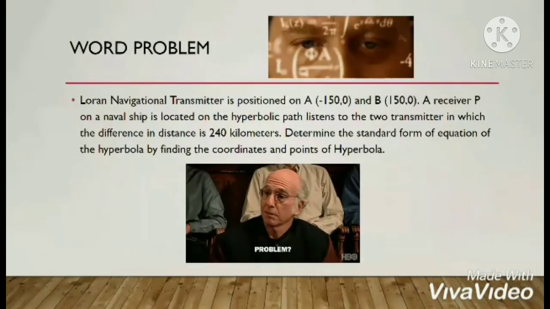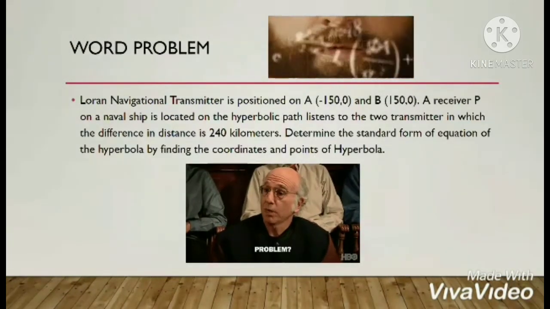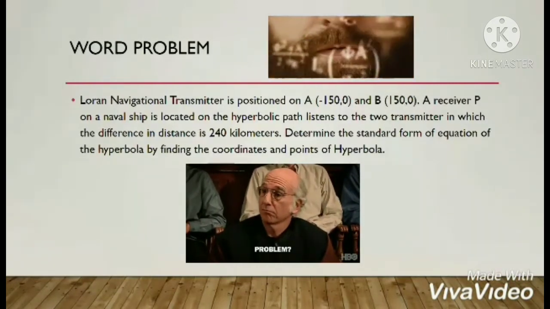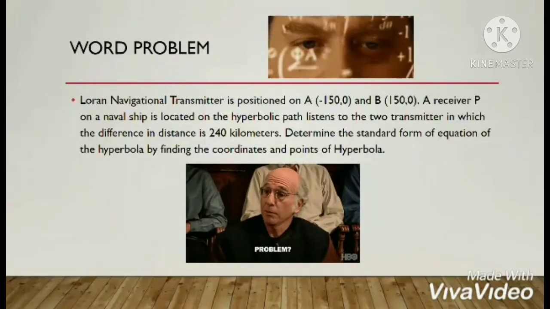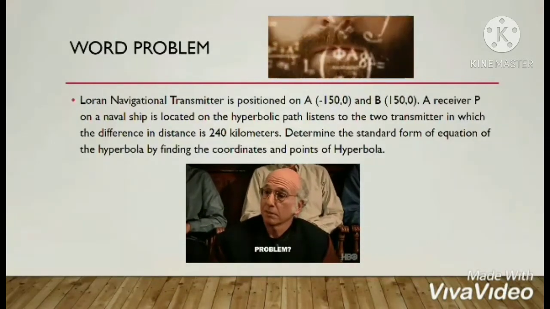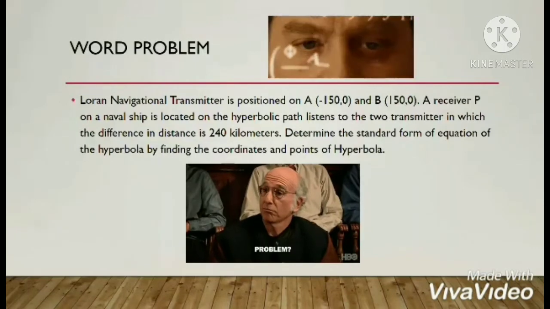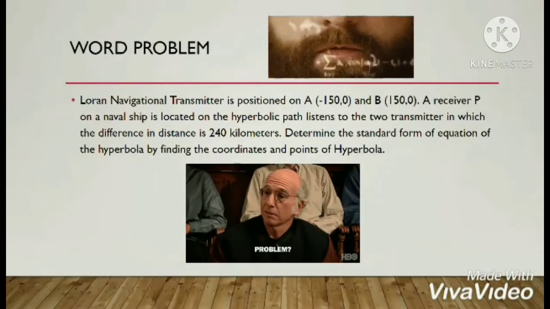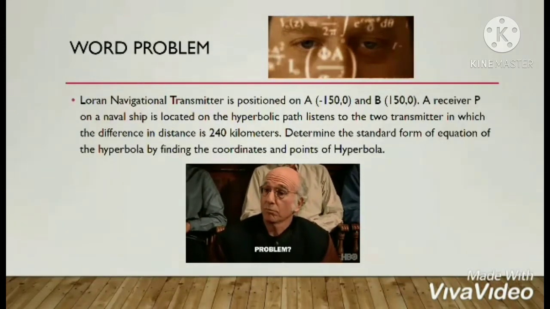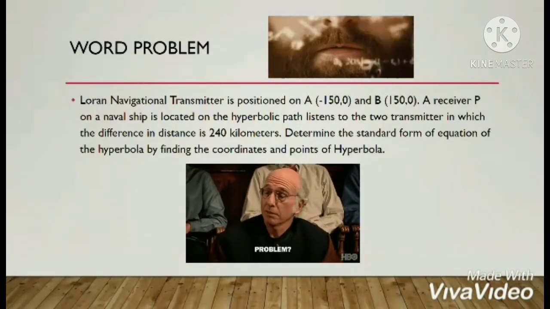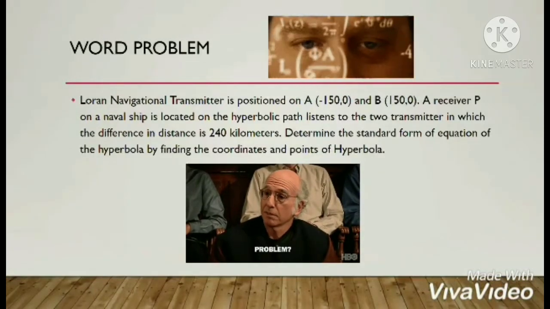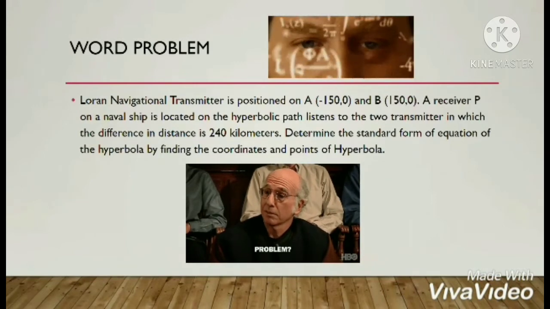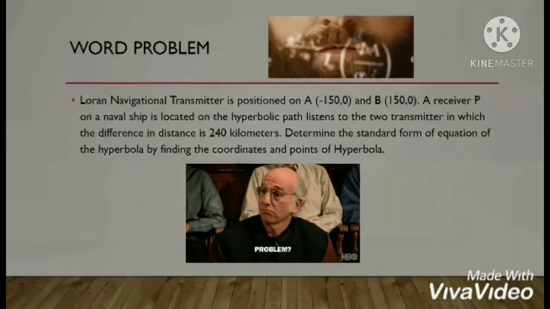Problem. A Loran Navigational Transmitter is positioned at A (-150, 0) and B (150, 0). A receiver P on a naval ship, located on the hyperbolic path, listens to the two transmitters, in which the difference in distance is 240 kilometers. Determine the standard form of the equation of the hyperbola by finding the coordinates of the essential points of the hyperbola.